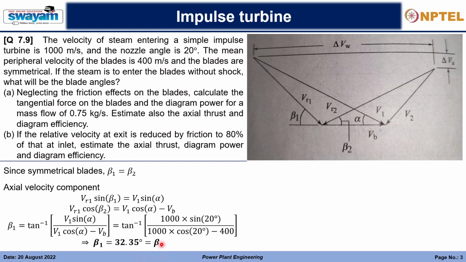Okay, so I made a mistake, this should be beta 2. So beta 1 and beta 2, these are equal, right? So we got the value of the beta 2 also, the exit angle of the relative velocity.